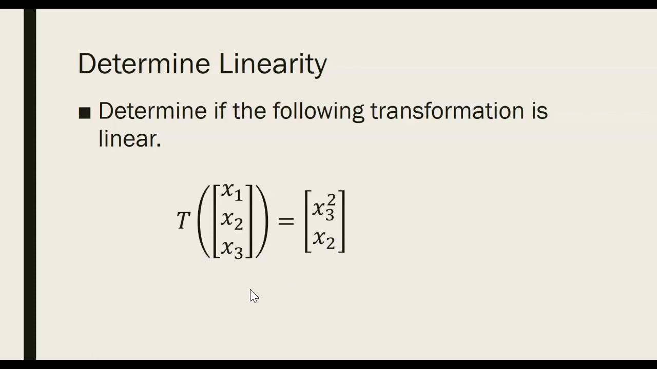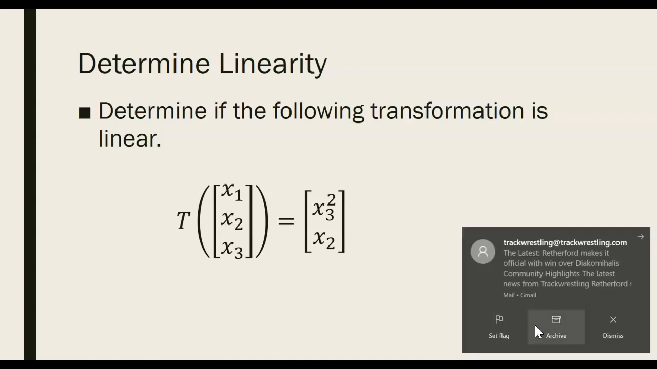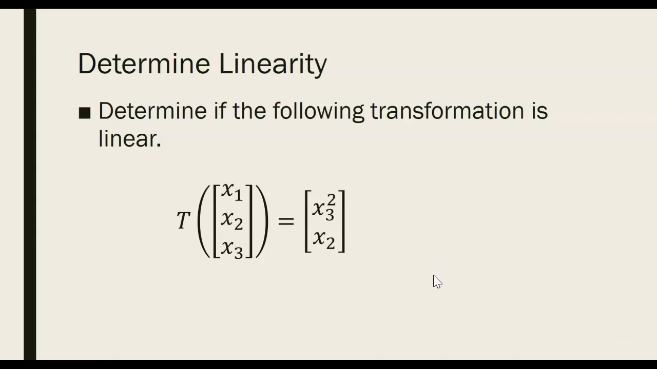Now, to show that it's not linear, we just have to show that one of the properties fails for some vectors or some scalars. Let me say it this way, we have two properties to show linearity. If either of those don't hold, then our transformation's not linear. So we need to focus on one property and show that it doesn't hold at some spot.